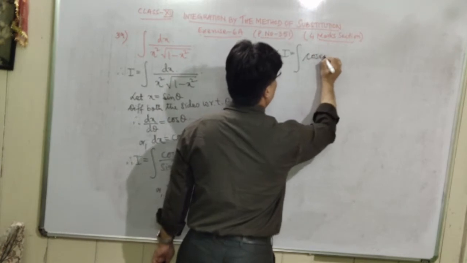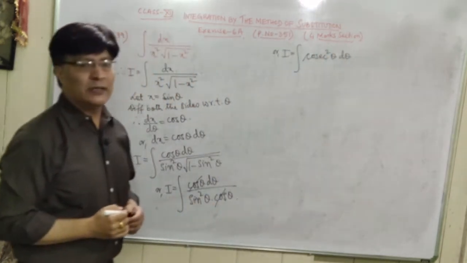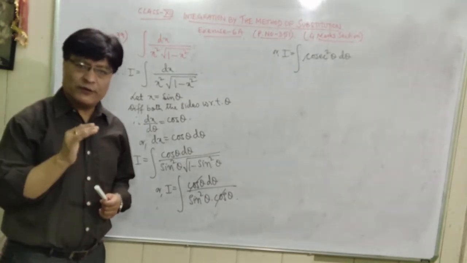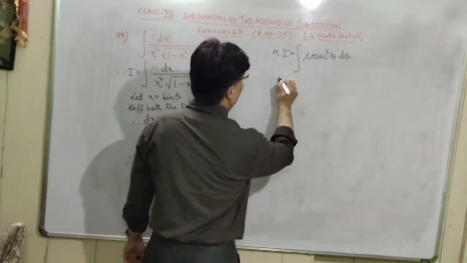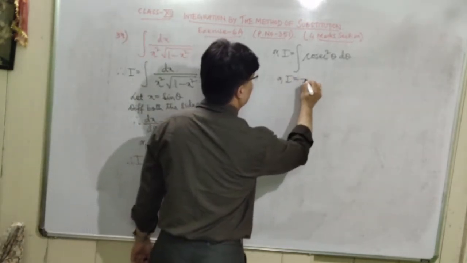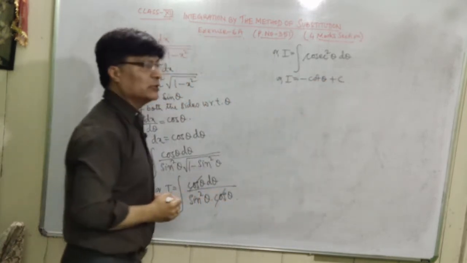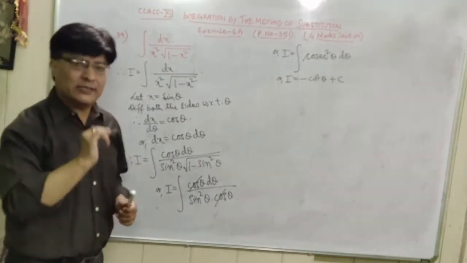It is cosec square theta d theta. Now you know the formula of integration of cosec square theta, or differentiation of which function is cosec square theta? It is minus cot theta. So I is equal to minus cot theta plus C. But you cannot leave the answer here.